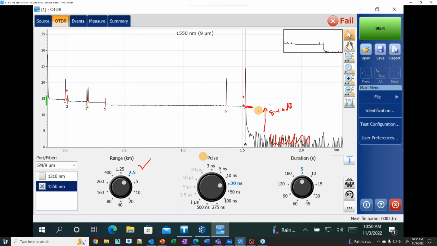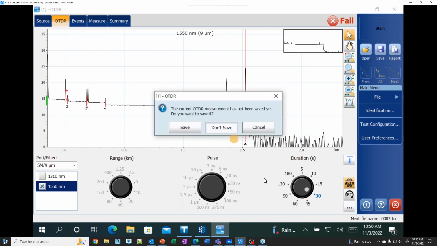This pulse width I'm pretty happy with. I can probably get away with 10 if I increase my duration a bit, right? But I get a nice clean trace in a reasonable amount of time. But 5 seconds is pretty fast. Now, if I were to do this again at, say, 30 seconds and auto it, I might be able to get away with a shorter pulse width.